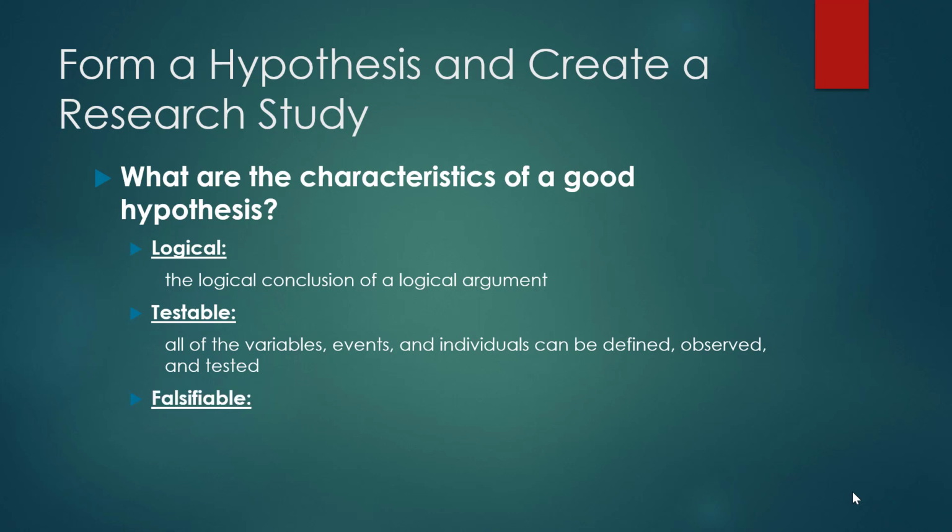And falsifiable. So oftentimes I kind of use the words testable and falsifiable interchangeably. Your book here kind of differentiates. So falsifiable means that the hypothesis is worded in such a way that it can be proven false. So I guess in some ways you could have a hypothesis where the variables, events, and individuals can be defined, observed, and perhaps tested, but you would not be able to prove the hypothesis false. So that's where they kind of just differentiate.